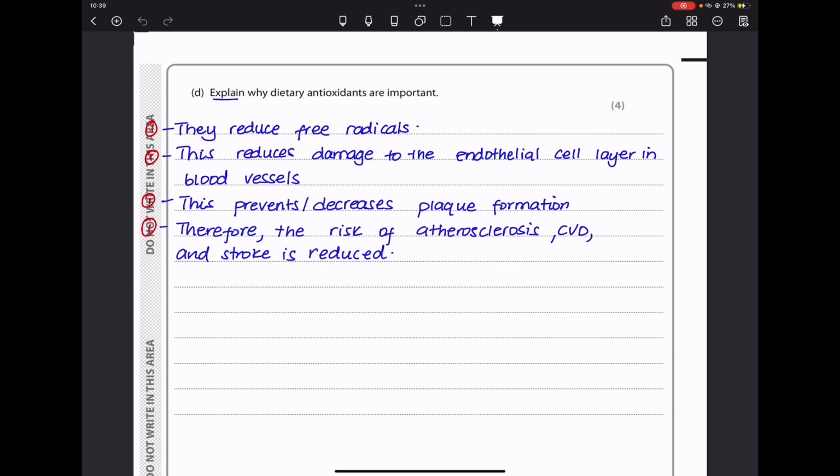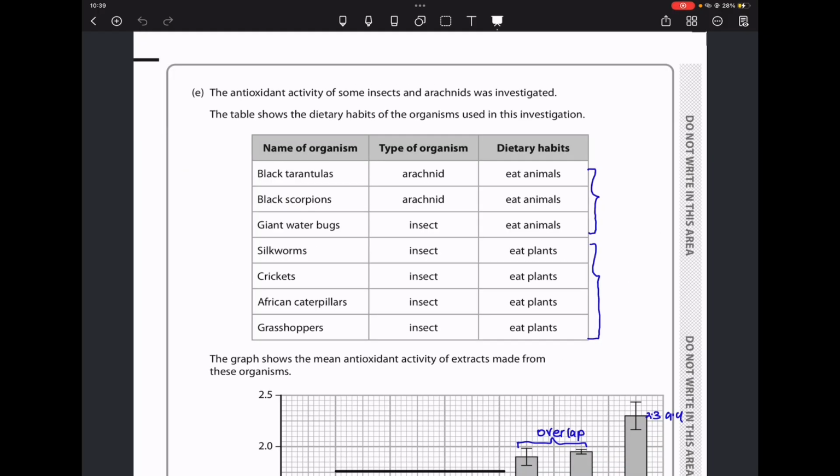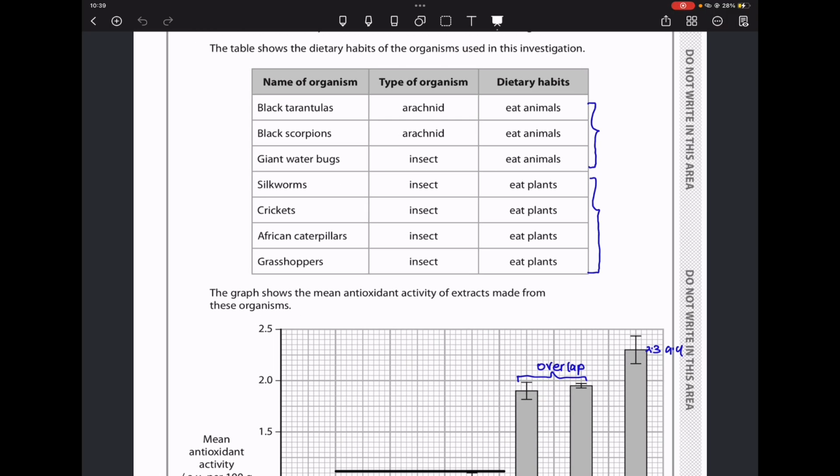The antioxidants reduce free radicals, and this is going to reduce the damage to the endothelial cell layer in the blood vessels. This prevents or decreases plaque formation, and therefore the risk of atherosclerosis, cardiovascular disease, and stroke is going to be reduced. In part E, the antioxidant activity of some insects and arachnids was investigated. The table shows the dietary habits of organisms used in this investigation. So we can see the first 3 here eat animals, and then the next one eat plants.